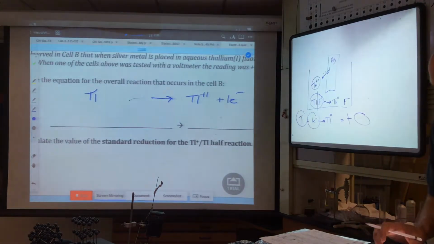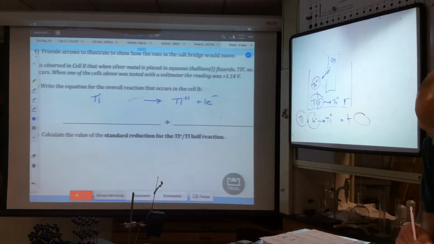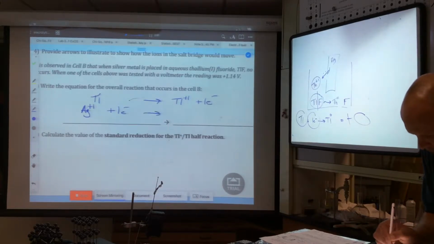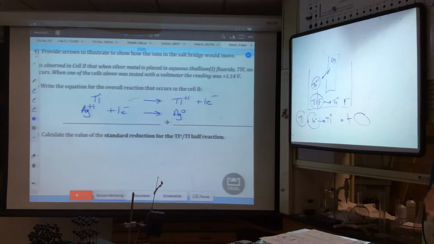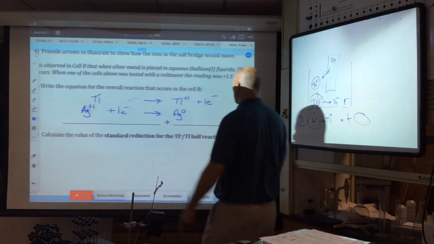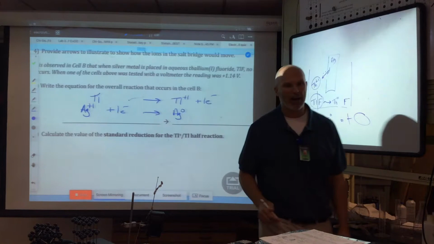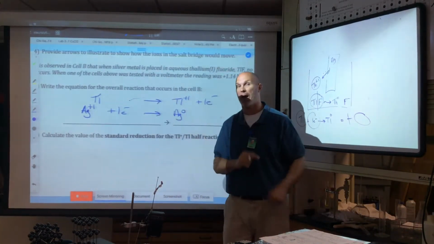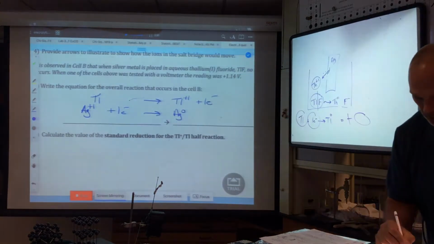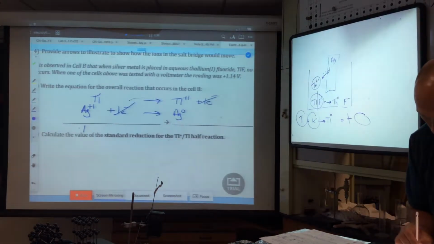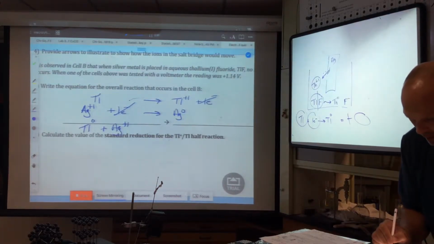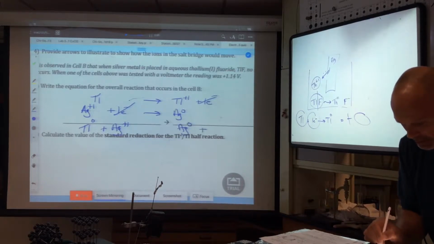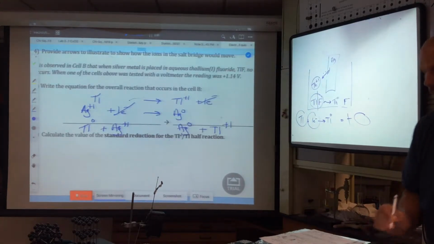All right? Now, what else happened? In the other cell, Ag plus plus an electron, it's nice and balanced for you, became Ag0. Do not write the electrons in your overall because they're going to cancel out. And if they don't cancel, it's not balanced. You balance the charge, you automatically balance the reaction. So these guys cancel. So the overall, of course, is Tl0 plus silver plus 1 gives me Ag0, and bingo was his name-o, and Tl plus 1.